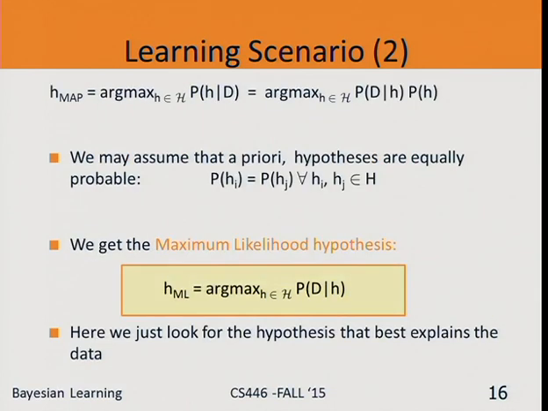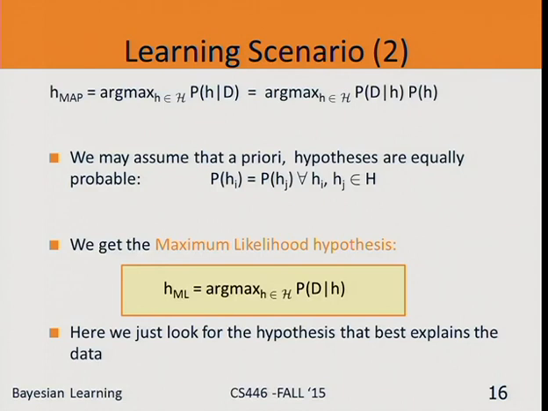Before that, let me just introduce one other notation. Quite often, we don't have any priors, or we assume that a priori all the hypotheses are equally probable. P of H i is equal to P of H j for all i and j. In this case, the MAP hypothesis becomes the maximum likelihood hypothesis, which is just argmax over all H's of P of D given H. Right? So I also dropped this component, P of H, because it's the same for all.